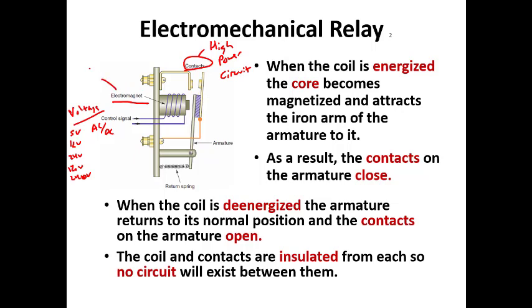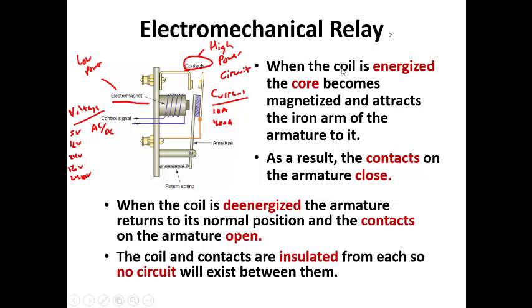The electromagnet is the low power circuit. And the contacts are rated based on current mainly. So we're worried about how much current we could handle for the contacts, and these will be all over the place, anywhere from something like 10 amps all the way up to 400 amps, depending on the type of relay.